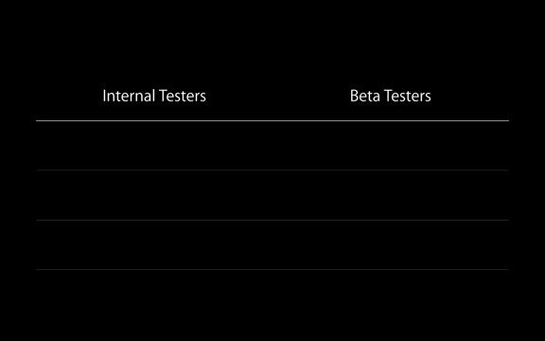So while we were working on these features, we discovered that building great apps requires a flexible process. Everything from iterating with your development team to distributing to a wider audience. So we came up with internal and beta testers. Now, internal testers are made up of your iTunes Connect users. A beta tester is anyone with an email address. You can have up to 25 internal testers and up to 1,000 beta testers.